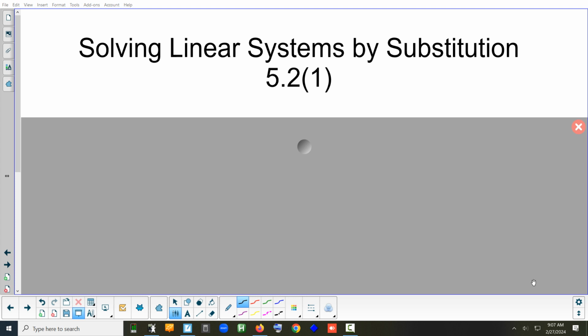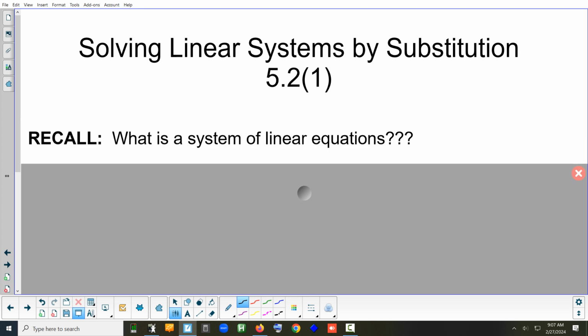So let's take a look at 5.2 part 1. All right, so when you have a system of linear equations, how many equations are we dealing with? 2. We're dealing with 2. In general, a system means 2 or more. Right? If you have more than 2, then it gets harder.